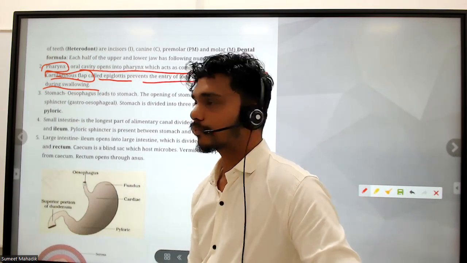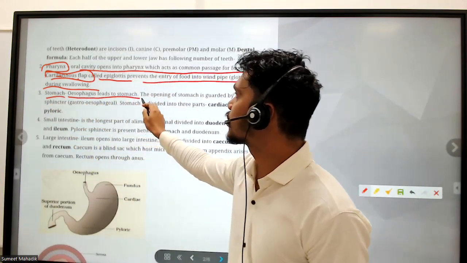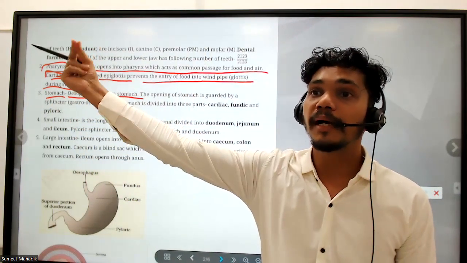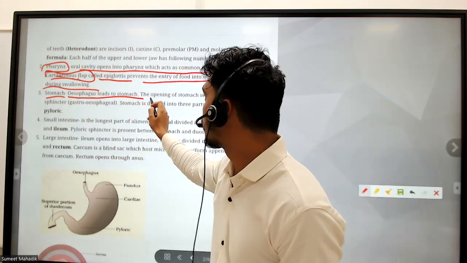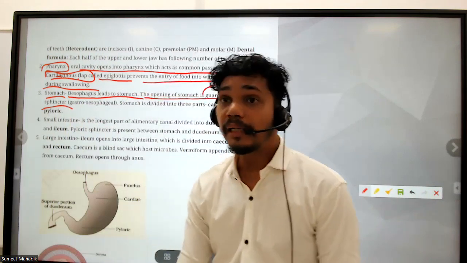Let's come back. Okay, now the stomach. The esophagus leads to the stomach. The stomach is a sac-like structure. The opening of the stomach is guarded by the sphincter. What is a sphincter?